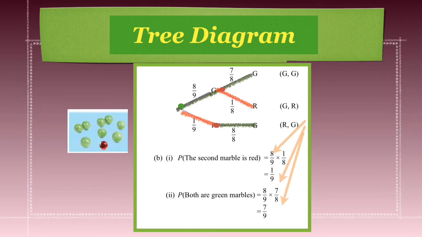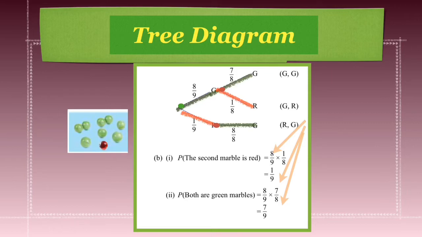Okay. Then after you draw the tree diagram, you have to write down the possible outcomes. So there are 3 possible outcomes. You may get green and green, or you may get green and red, or maybe you will get red and green. So please be careful with the words "and" and "or", because in probability, "and" means multiply, "or" means plus.